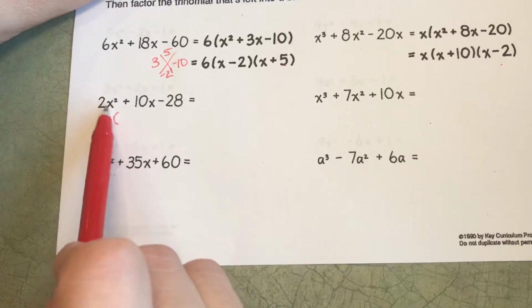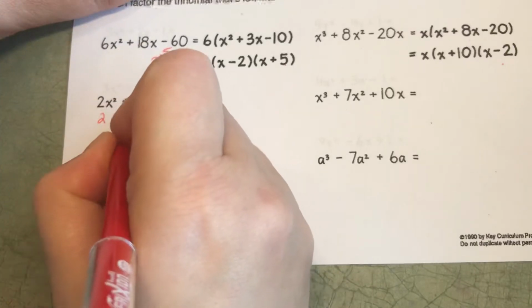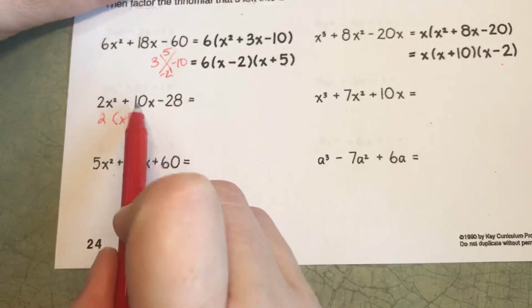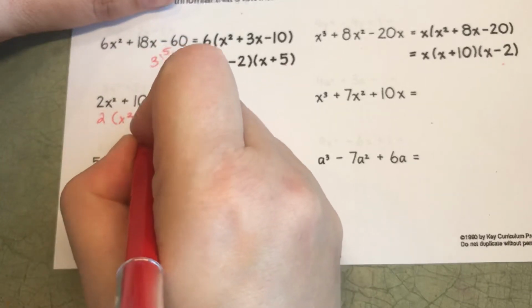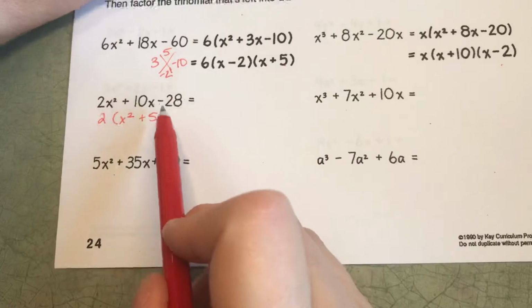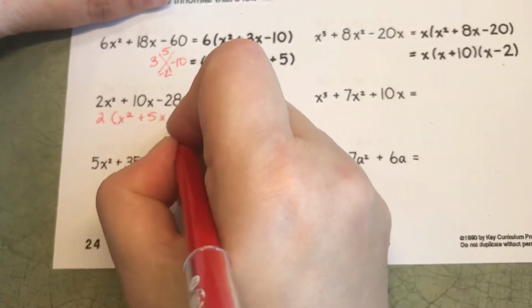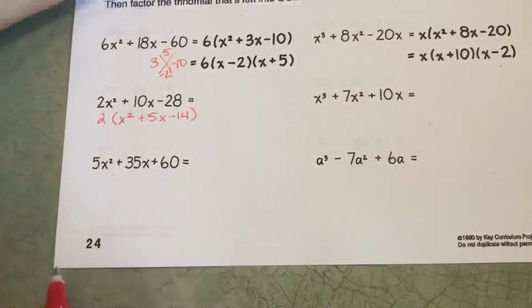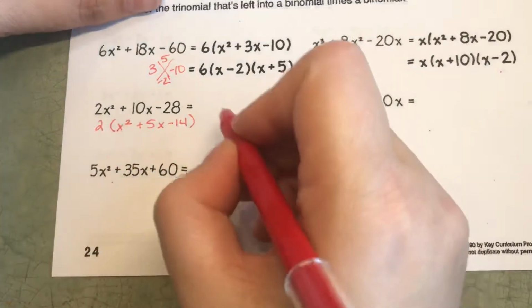So then what's left? Well, 2x squared divided by 2 leaves x squared. And 10x divided by 2 leaves 5x. And negative 28 divided by 2 leaves negative 14. And now I have this trinomial here that I can factor.